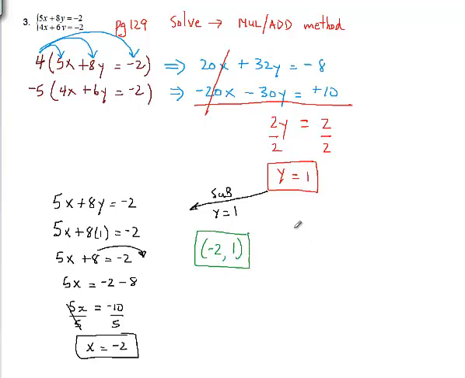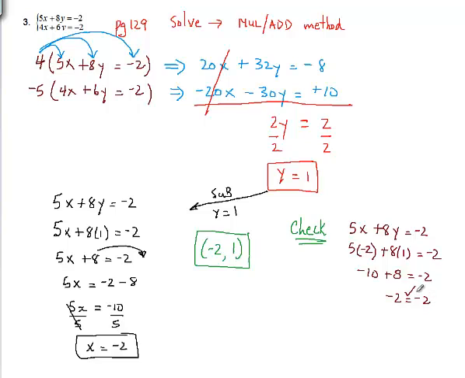So it looks like this is my solution. And again, how do I verify that? You can check. And how do you check? By substituting that into the original equation. I'll take the first equation, 5x plus 8y equals negative 2, substituting negative 2 in for x and positive 1 in for y. I get negative 10 plus 8 equals negative 2. So negative 2 equals negative 2. That works in the first one.